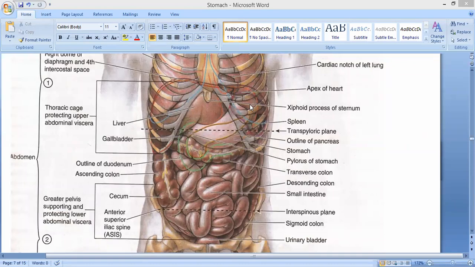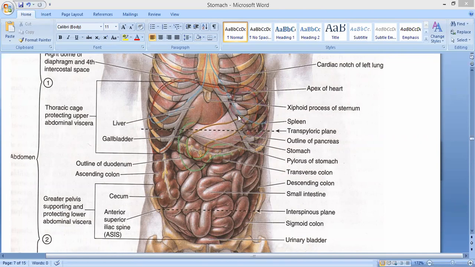Then the 6th to 9th ribs, right? And 6th to 9th ribs ki inner surface pe ek aur muscle originate kar raha hai, kaun sa? Oh sorry, attachment hai yahan pe, the transversus abdominis muscle, right? So the 6th to 9th ribs, they are separated from the stomach by the transversus abdominis muscle. Is it clear? Problem to nahi hai bache?